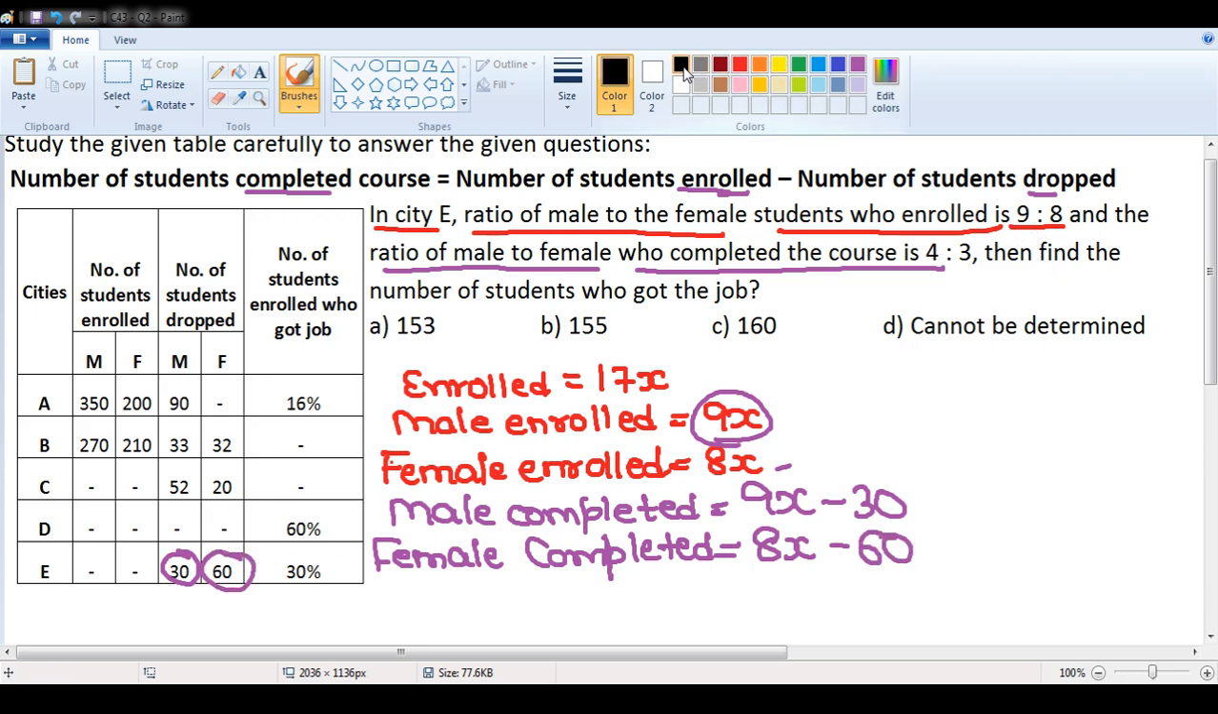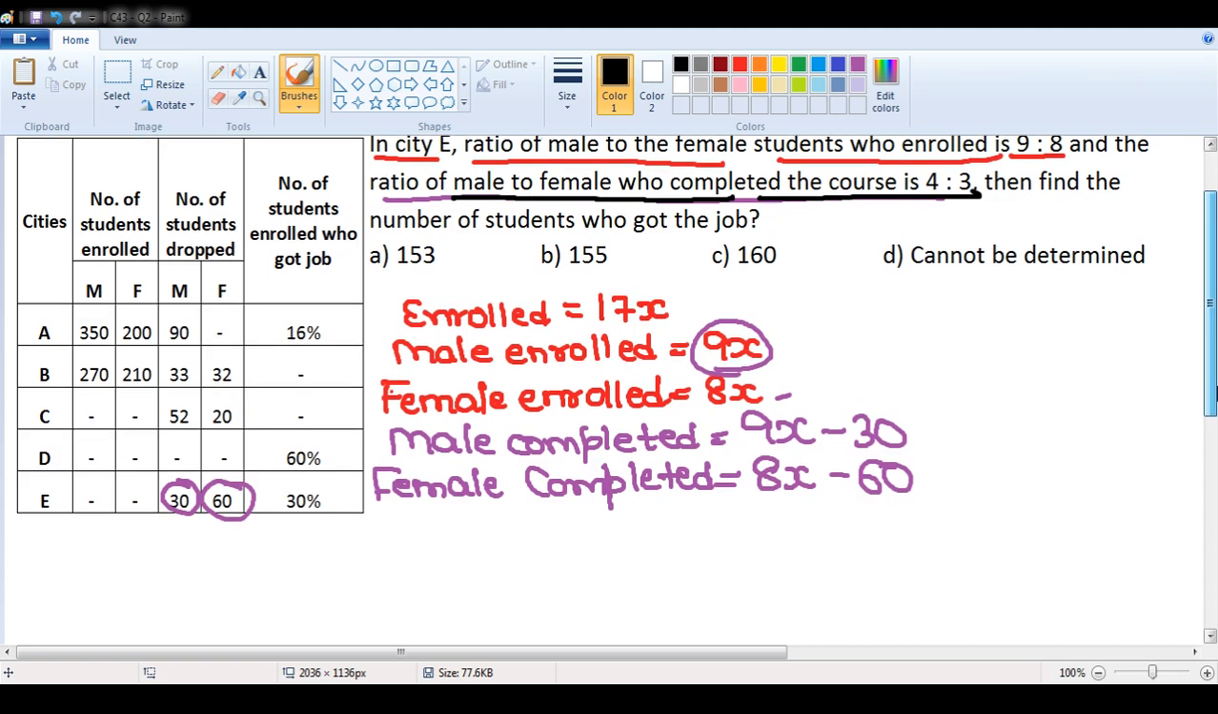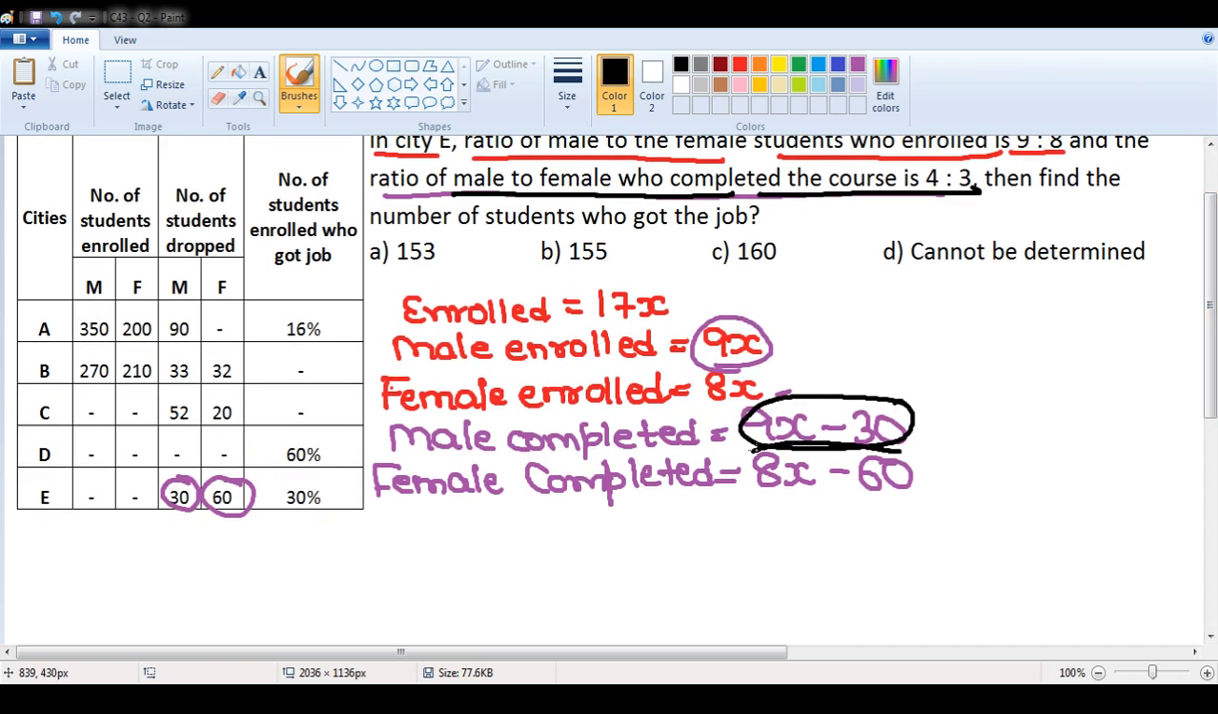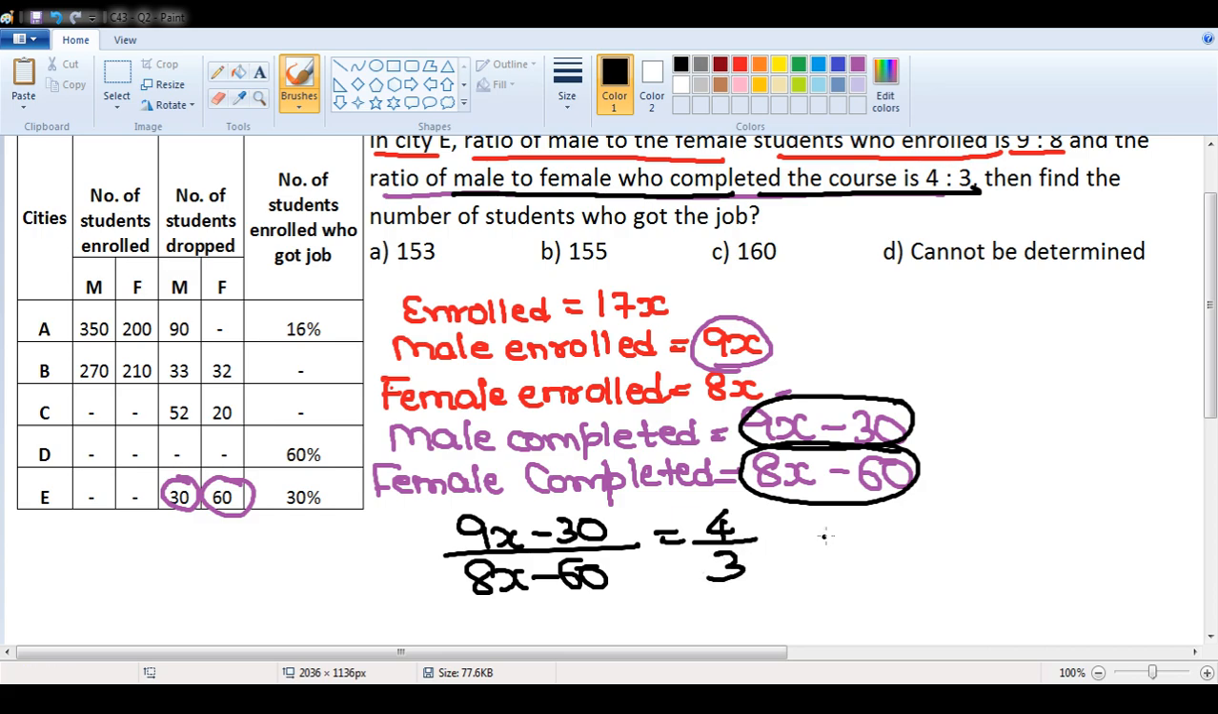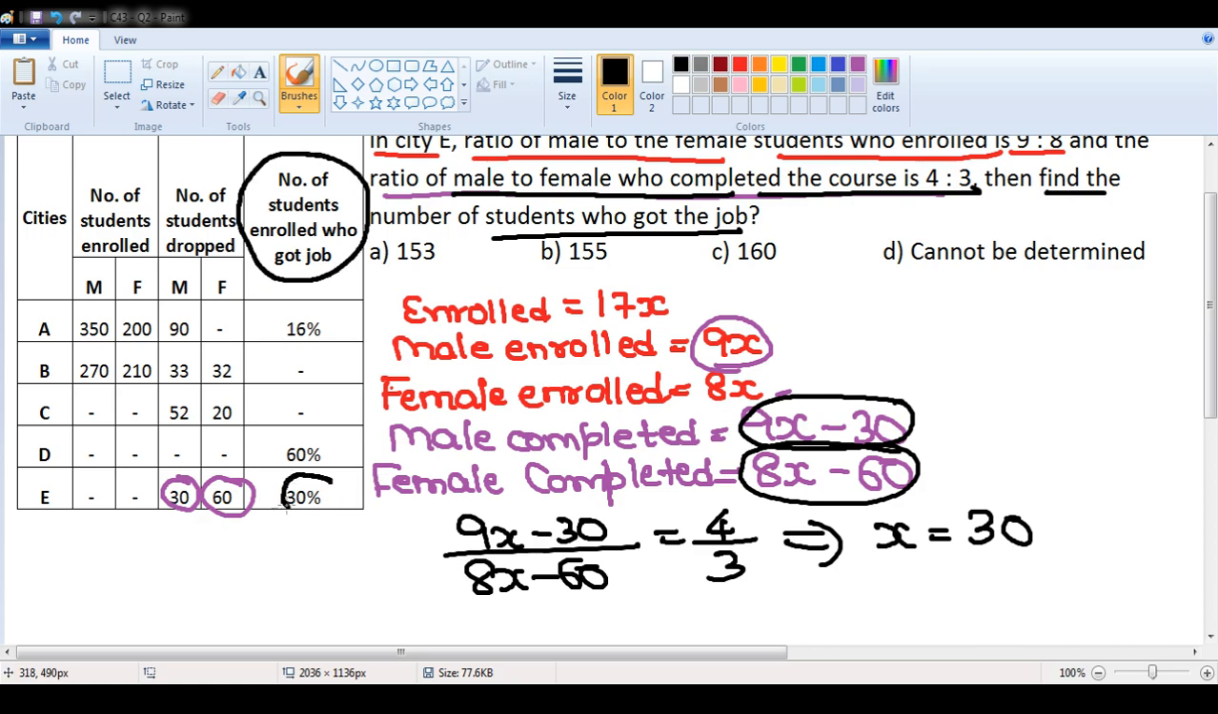But the question also gives that the ratio of male to female who completed the course is 4:3. That means 9x minus 30 divided by 8x minus 60 is given as 4 by 3. If I cross multiply and simplify, shifting every x value to one side, you will get x as 30, right? Now find the number of students who got the job. The number of students enrolled who got the job is 30% in city E.